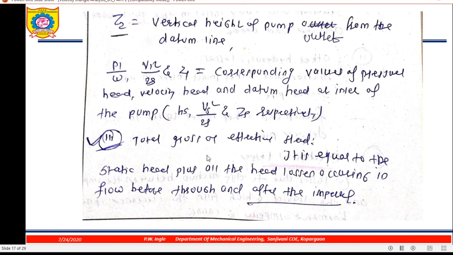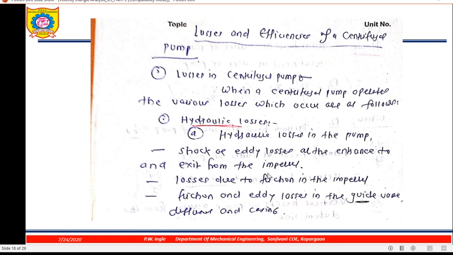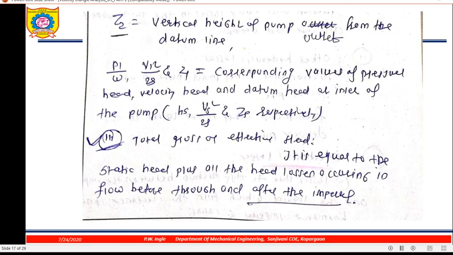Then the last one is total gross or effective head. It is equal to the static head plus all the head losses occurring in the flow before, through or after the impeller. In the next video lecture, we will discuss losses and efficiencies of a centrifugal pump. These head equations and the equation for work done are very important to solve problems on centrifugal pump. Okay, so let's stop here. Thank you.